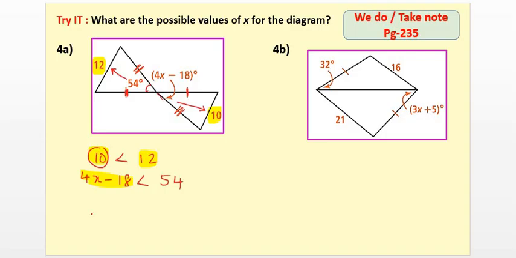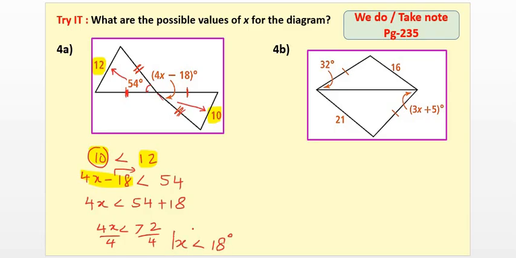Now solve this inequality. We can move this 18 to the other side, so it will be 4x less than 54 plus 18. That will give us 72, and we can divide each side of the inequality by 4. So it will give us x is less than 18 degrees. That means the possible value of x has to be less than 18 degrees. Clear?